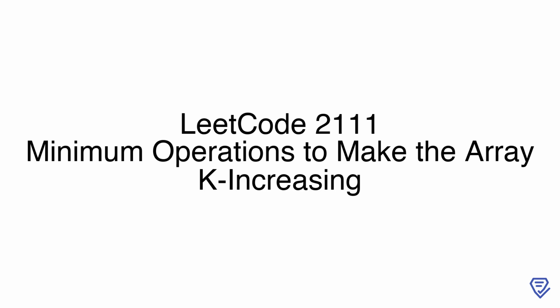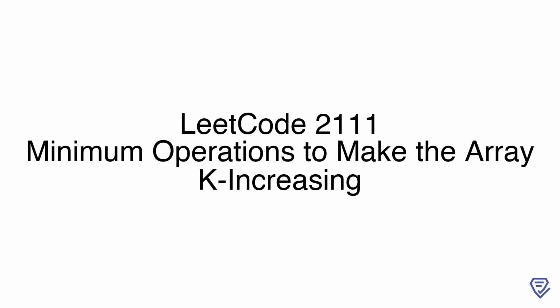Welcome to this video on solving LeetCode problem number 2111, minimum operations to make the array k increasing. In this problem, we aim to determine the minimum number of operations needed to transform an array so that every kth element forms a non-decreasing subsequence. We'll explore the problem step by step, discuss potential approaches, and analyze their complexities.